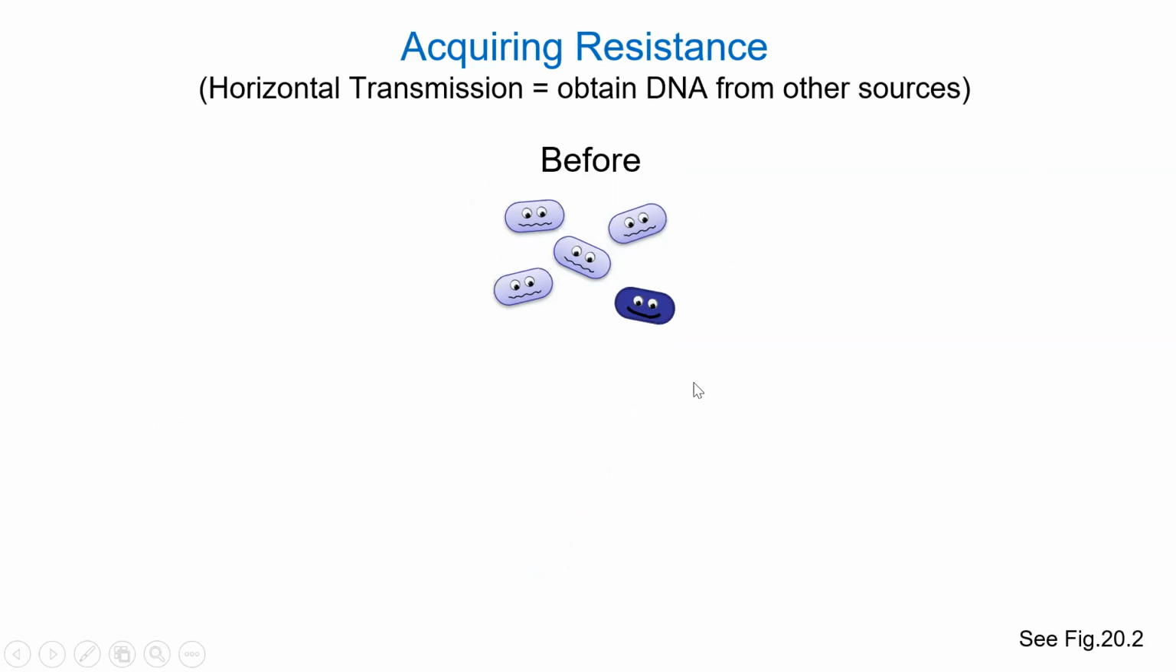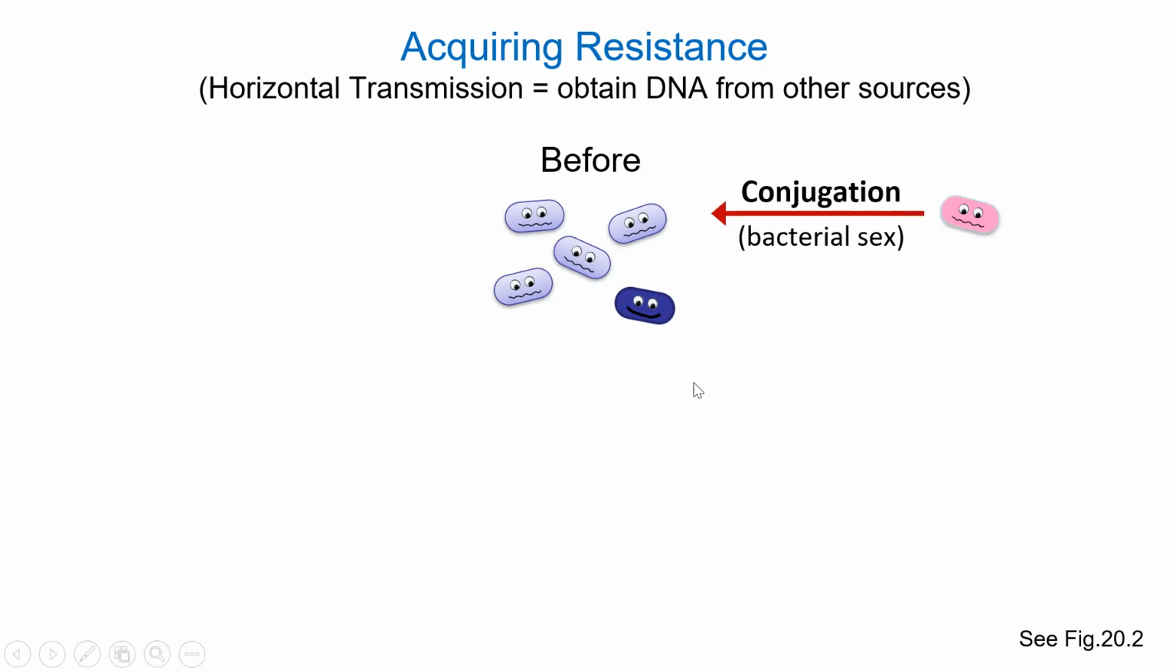There are other ways to obtain resistance by having DNA delivered to you, right? So why go through the mutations if there's some other organism out there that can already do it? So there are different ways to get this. This is called horizontal transfer, and I'll show you some of the different ways.